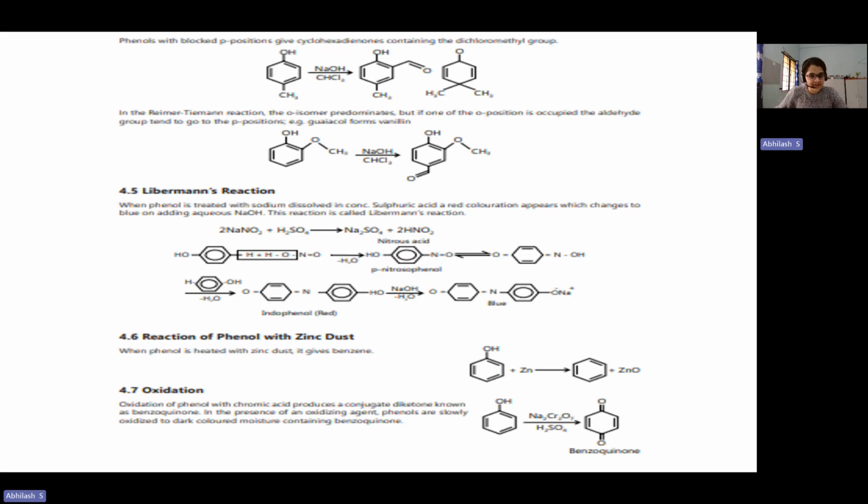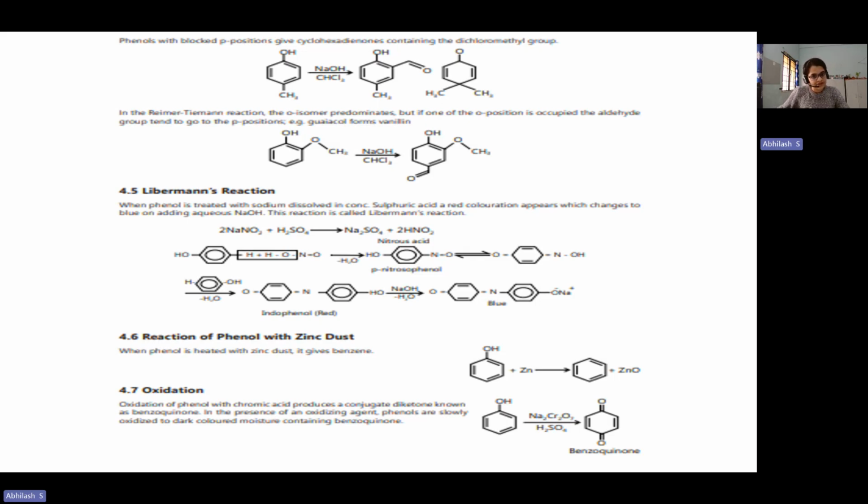There is a Liebermann's reaction. This is not that important, but still you have to read it. When phenol is treated with sodium nitrite dissolved in concentrated sulfuric acid, it leads to the formation of a red colored precipitate, which changes to blue on addition of aqueous NaOH. This reaction is called Liebermann's reaction. The structures are not important, but still just go through the reaction once.